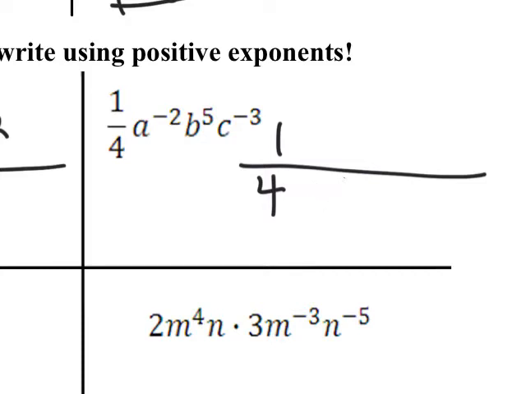That's fine. Okay, that's going to change to a positive exponent. The b is already a positive exponent, so it's just going to stay right where it is. C to the negative 3, that's a negative exponent, so again, it's going to change location and become positive 3. So your answer will be 1b to the 5th over 4a squared c to the 3rd.